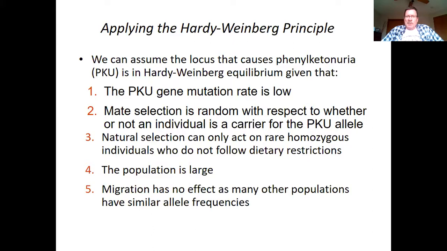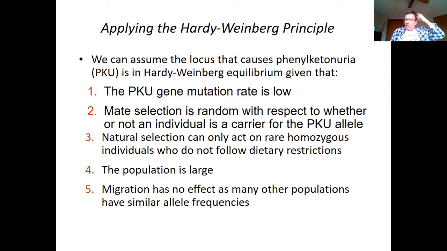Okay, PKU has a very low gene mutation rate. It is one of those examples that has now gone worldwide. PKU, phenylketonuria, is just a disorder where if you follow dietary restrictions, you're fine. It has a very large population. The population is basically the world, because it is not like some recessive alleles that are relegated to certain populations, ethnicities, or creeds. It's worldwide, so there's no migration, there's no gene flow anymore.